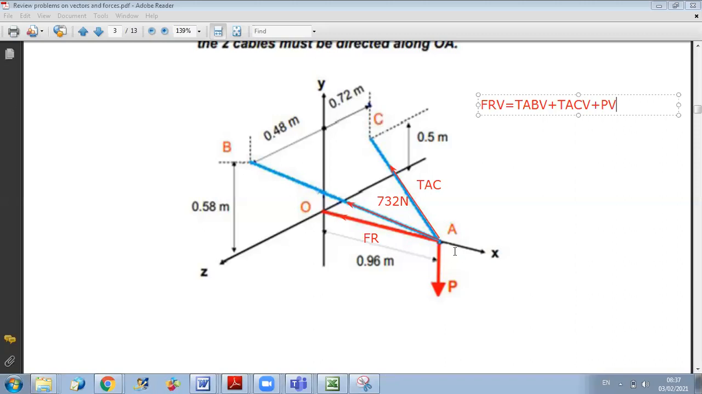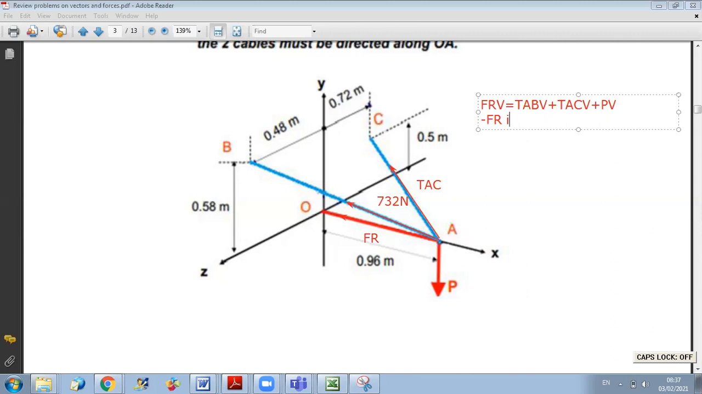No, but I know the direction. So how can I write vector FR? Who will tell me? How can I write the expression of vector FR? It's minus FR i, okay? Because look, it's directed along the x-axis in the negative direction. So it's minus FR i.